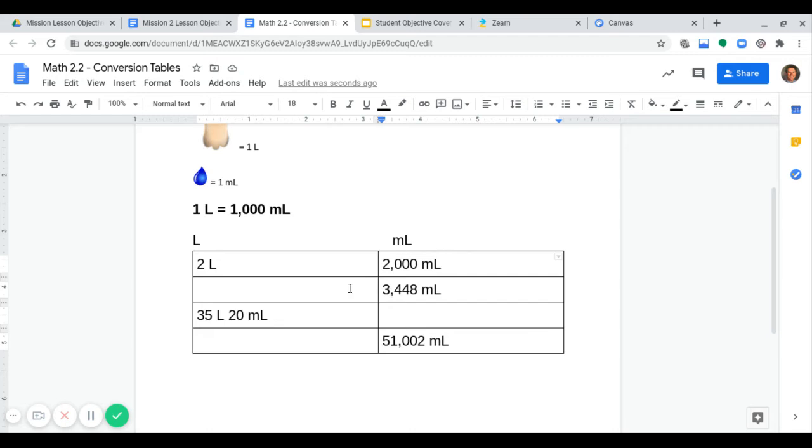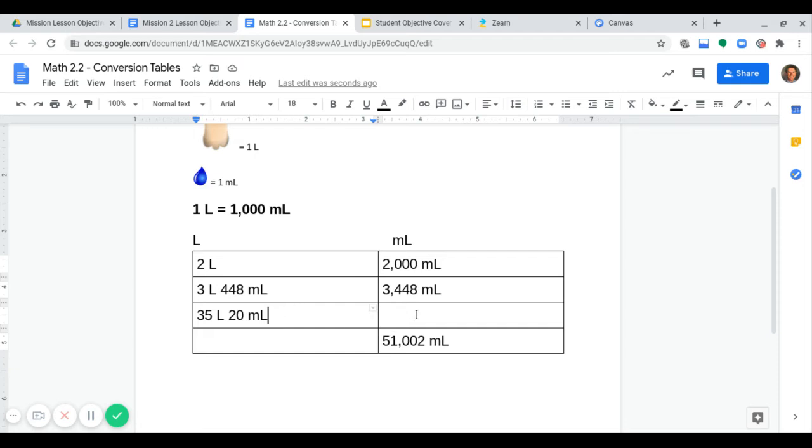Now, I'm given the milliliters, and I want to convert to liters. If I have 3,448 milliliters, how many liters is that? Again, it takes 1,000 milliliters to make 1 liter. So how many thousands can I pull out? There's 3, because I have 3,000. So that's 3 liters. And how many milliliters am I left over with? I still have those 448 milliliters. So 3 liters 448 milliliters equals 3,448 milliliters.